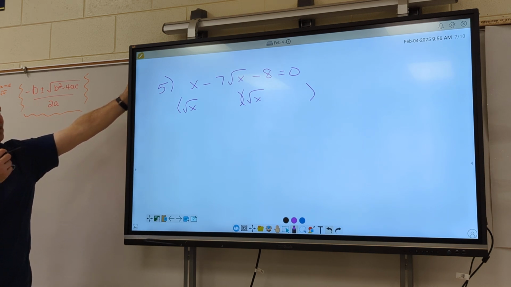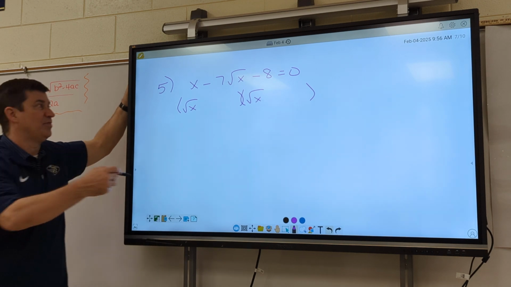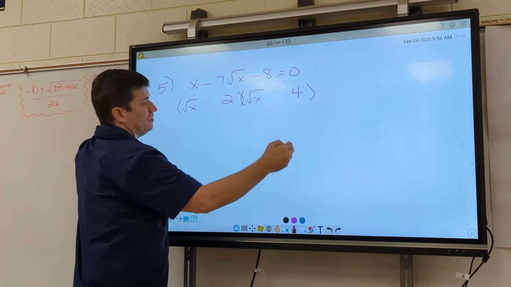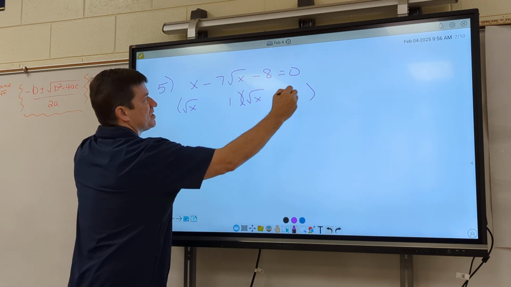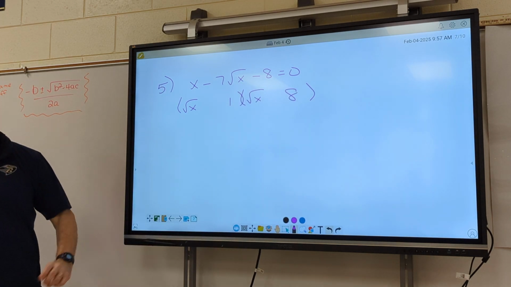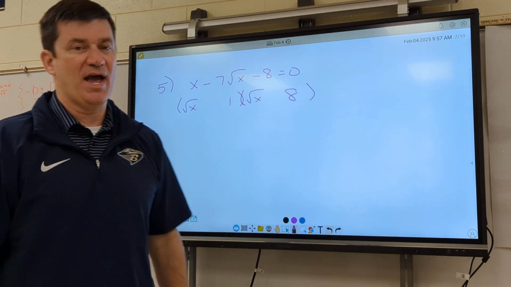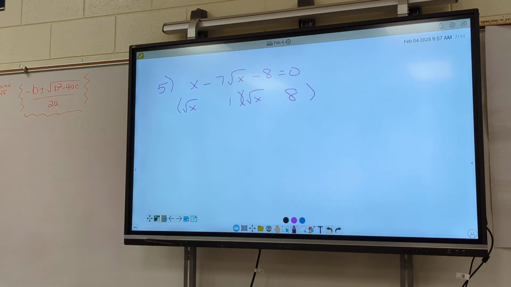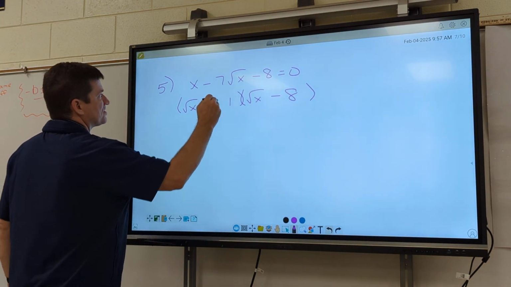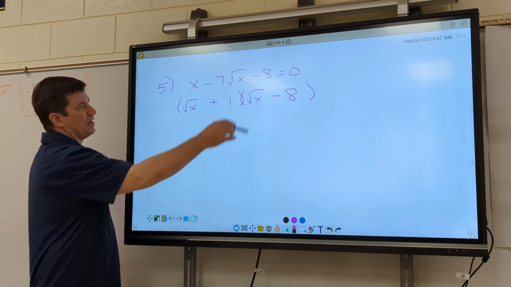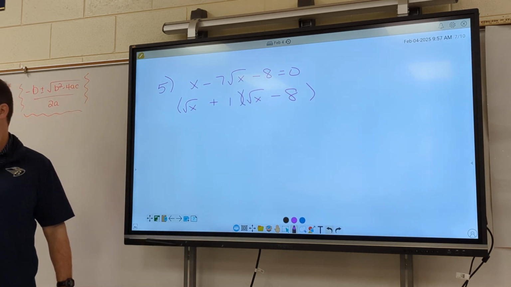We've got to find numbers we can times together that's going to give you 8. I would think 2 and 4. But that won't work, will it? So what's our only other option? 1 times 8. All right, you guys put the signs in that are going to work, so when you add them up, you get -7 in the middle. It's going to have to be -8 and +1, because when you add them up, it's got to equal -7.